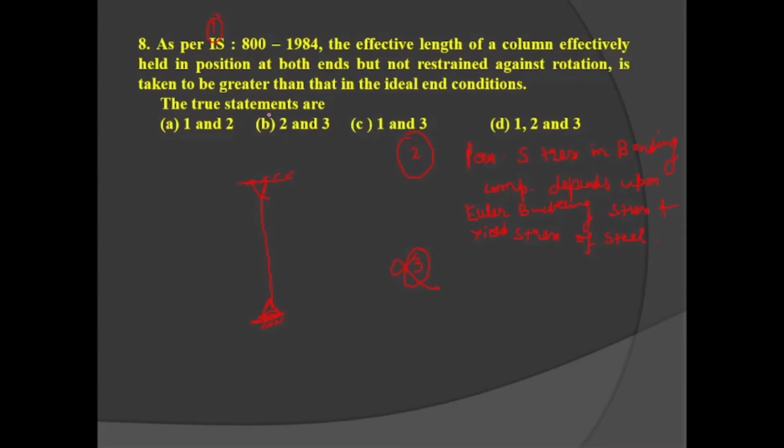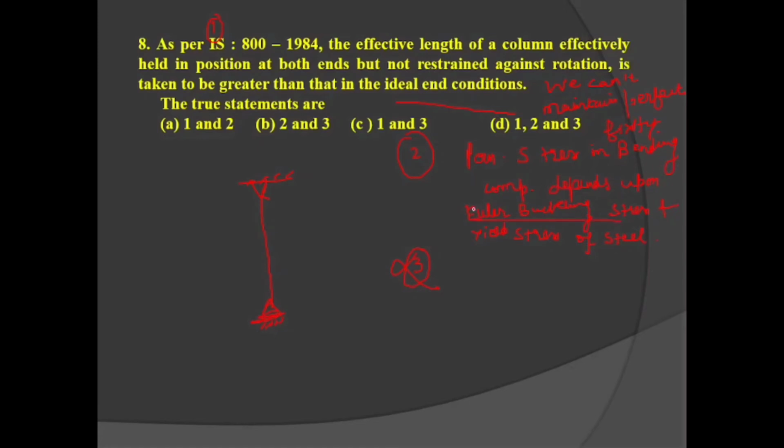This is our first statement. The effective length of a column effectively held in position at both ends but not restrained in rotation is taken to be greater than the ideal condition. That is okay because we cannot maintain perfect fixity. That's why a more conservative value has to be taken, and this is okay.